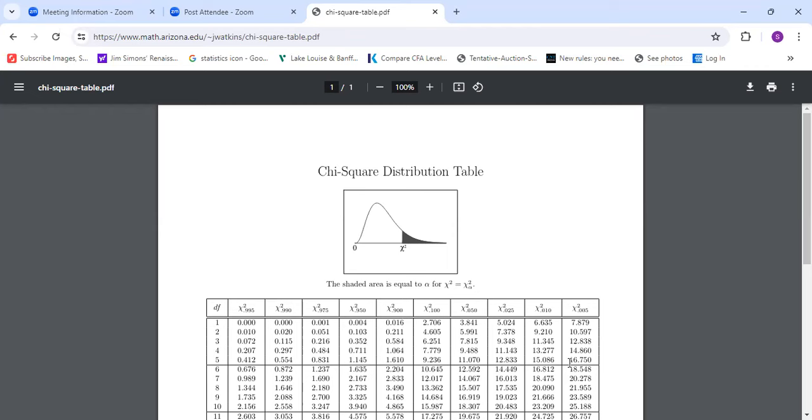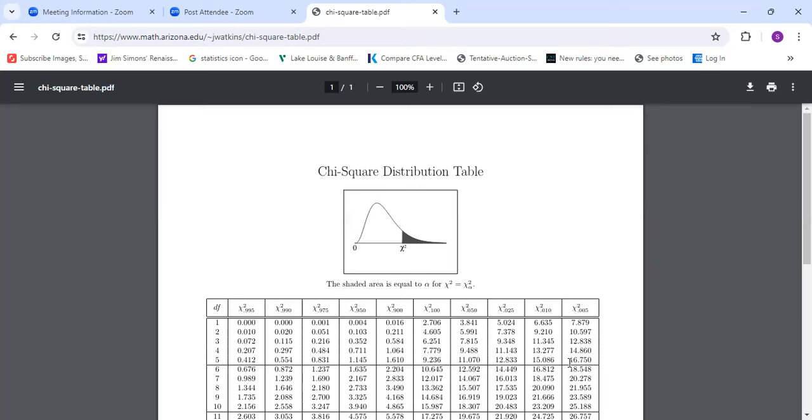So chi-square 0.975, this will be my left critical value for 7 degrees of freedom, is equal to the intersection of the horizontal line through 7 and the vertical line through chi-square 0.975, which is 1.69.